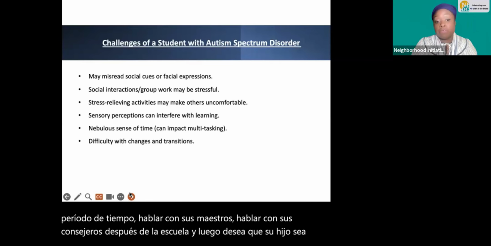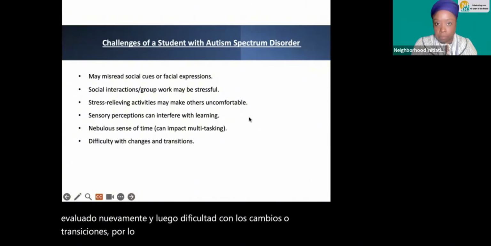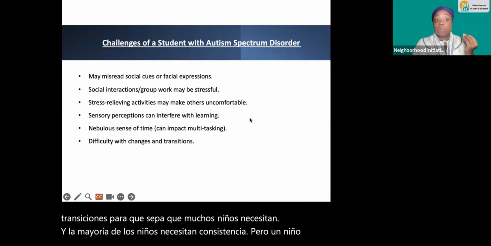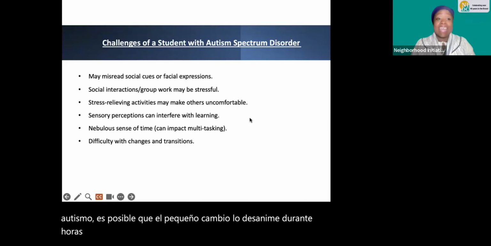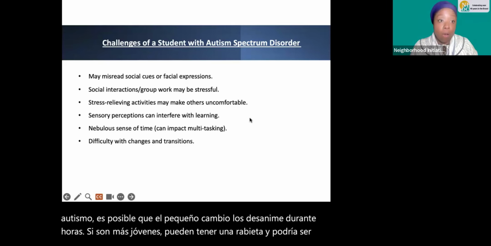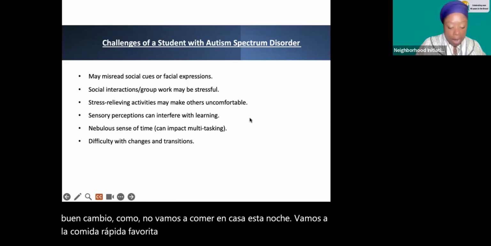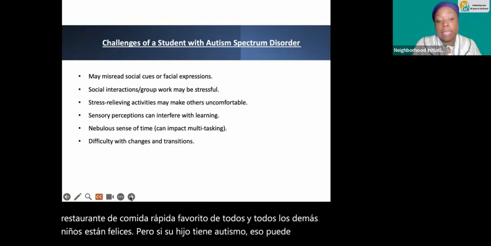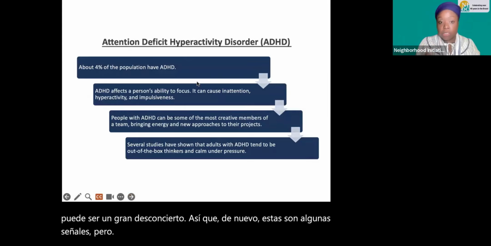And then difficulty with changes or transitions. So, a lot of children need, and most children need consistency. But a child with autism, the little change may just throw them off for hours. If they're younger, they may have a tantrum. And it could be a good change, like, we're not eating at home tonight, we're going to everyone's favorite fast food restaurant. And all the other kids are happy, but if your child has autism, that may be a big throw off. So again, these are some signs, but if in doubt, again, if you have any suspicion, get your child evaluated.